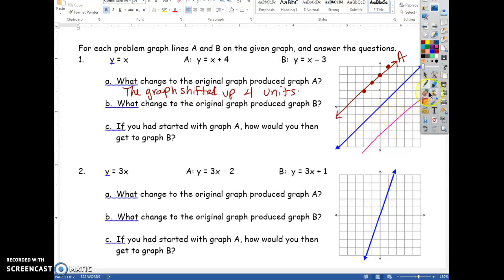Got it? I'm not going to draw B, but make sure that you draw it and that you label it graph B, because that's not really graph B. I just drew something, okay? But make sure that you explain what happened from graph A to graph B. No more, we're not talking about the original anymore in the last question.